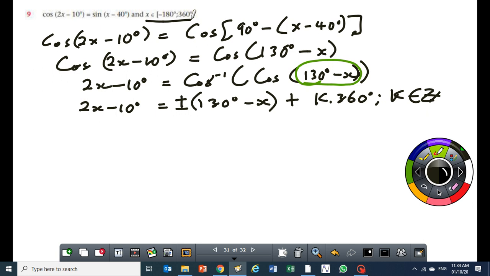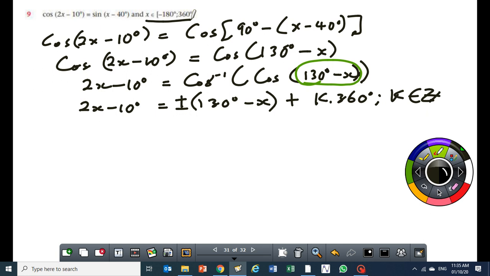Okay? It's a common mistake for a question like this to just get the general solution and stop. If you do that, you won't get full marks, because the question is not asking for the general solution. It's asking for the exact values of x between minus 180 and 360. But for you to get them, you have to get your general solutions first. So now here, you need to be aware that there are two.